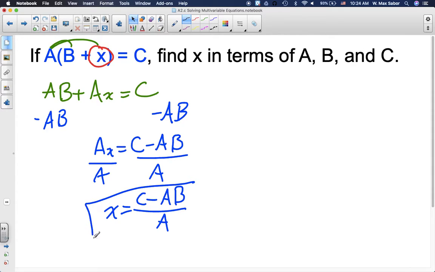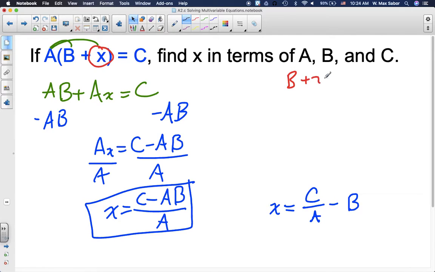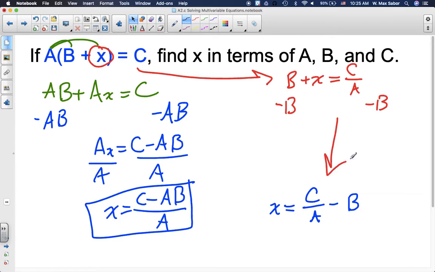If you wanted to, you could divide the a into both of those expressions to say this is c over a minus b. You could even do this a different way, where instead you start by dividing by a on both sides, and then you get b plus x equals c over a. To go from here to here, divide by a on both sides, and then subtract b, and that'll end you up here.